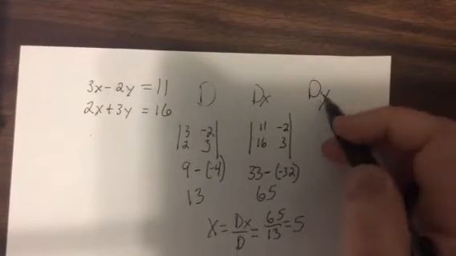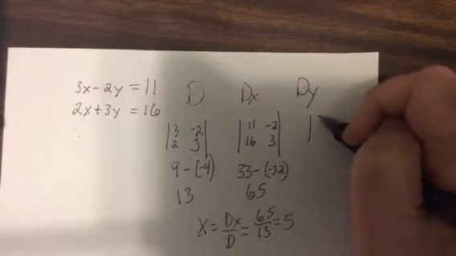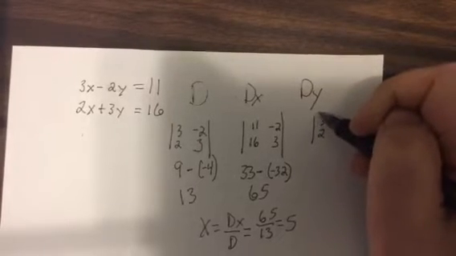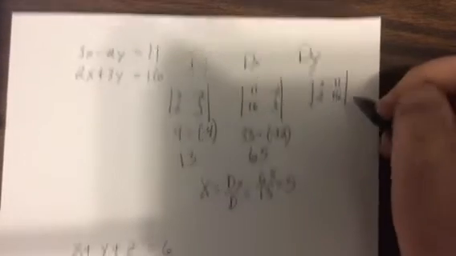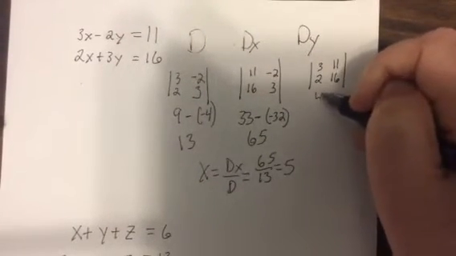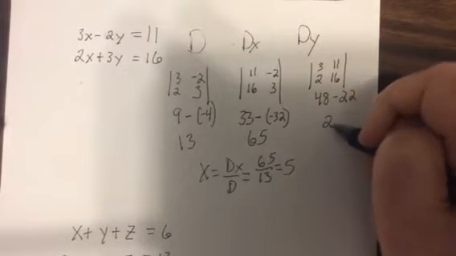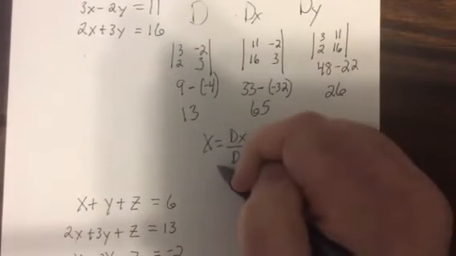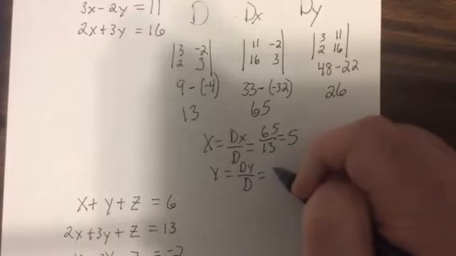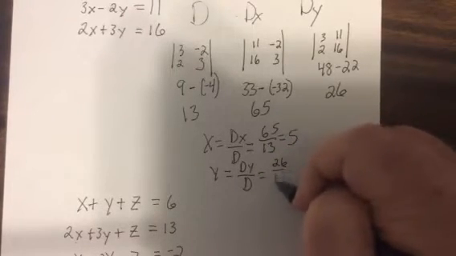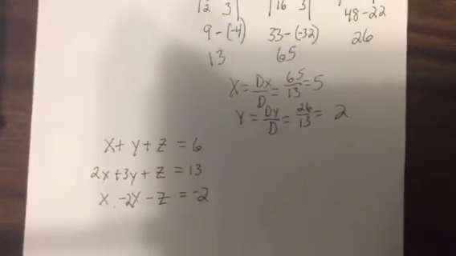Then Dy, you switch the y coefficients with the constant. So it'd be 3, 2. Put the x numbers back in. Then put the constants in. So it would be 48 minus 22, which is 26. So y is Dy divided by D, which would be 26 divided by 13 is 2. So 5, 2, and that happens to be the answer.